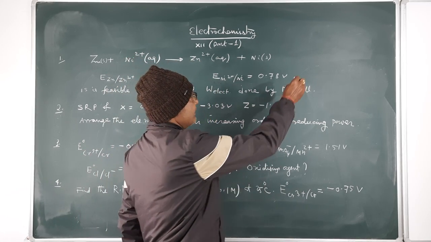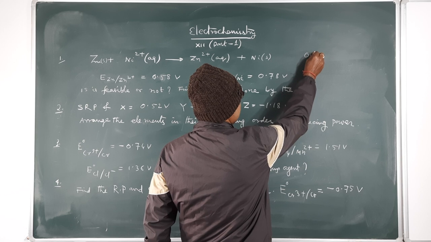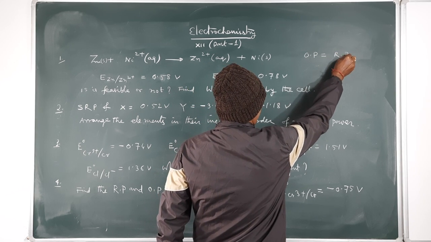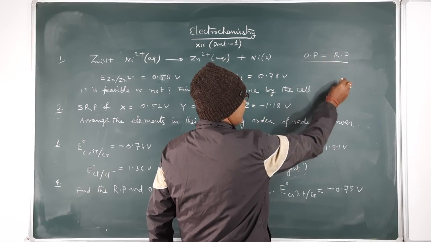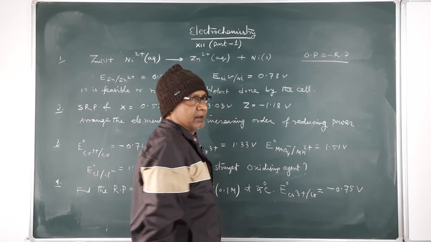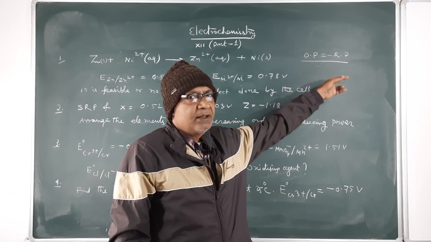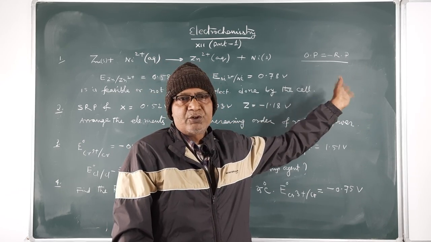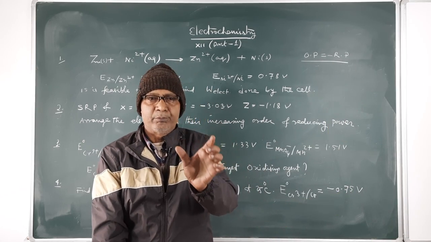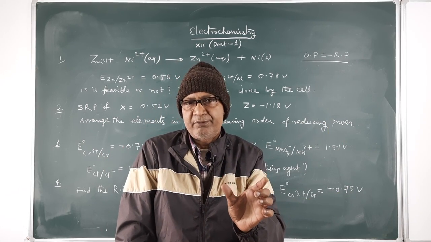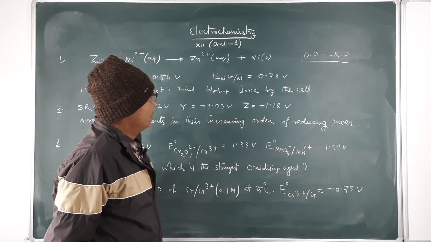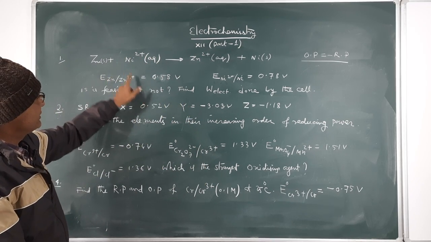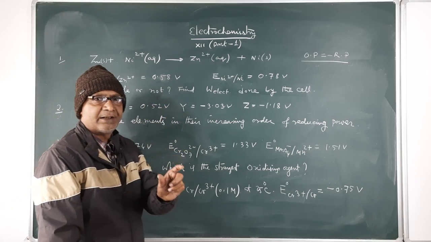As you know, reduction potential and oxidation potential for the same species have the same magnitude, only the sign will differ. You can say oxidation potential equals the negative of reduction potential, or reduction potential equals the negative of oxidation potential, for the same couple. Remember it, for the same couple. Now the question is given: is it feasible or not? This reaction is feasible or not, means the reaction is spontaneous or not.